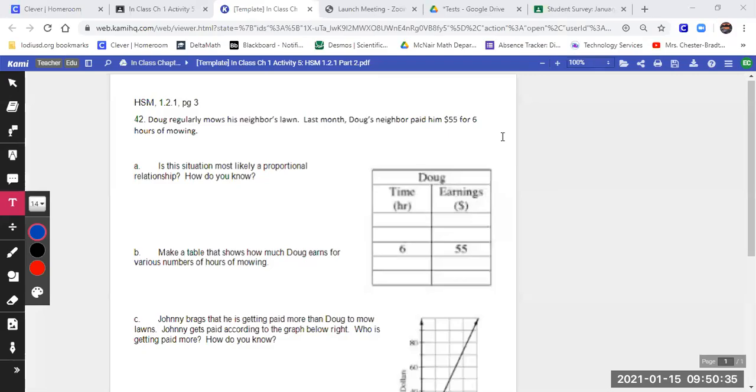This is building on yesterday, right? We learned about proportional and not proportional. How do we know it's proportional? What was special about proportional graphs? What do proportional graphs look like based on yesterday?